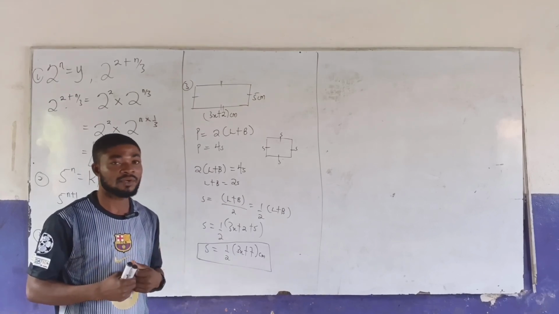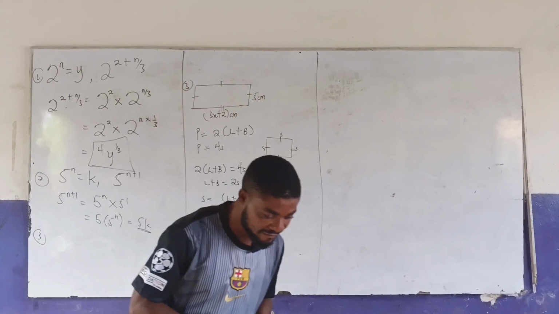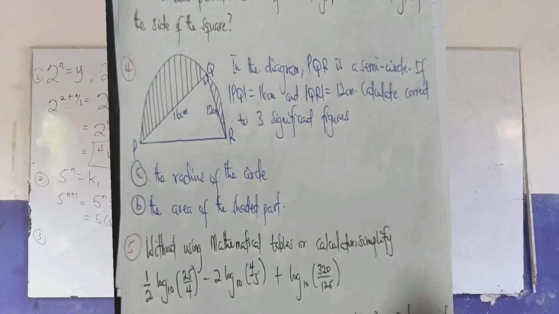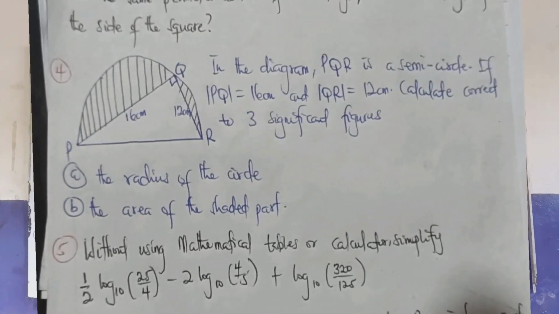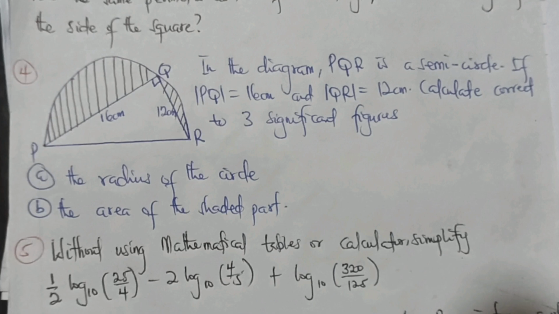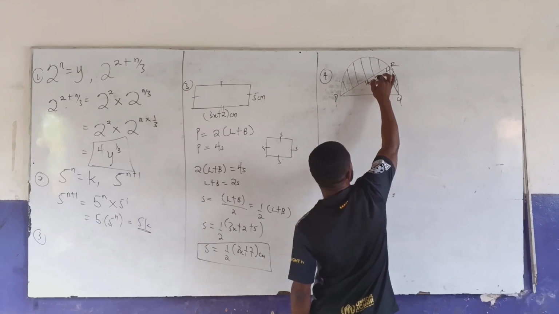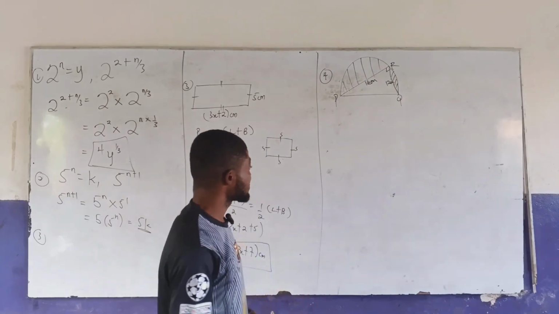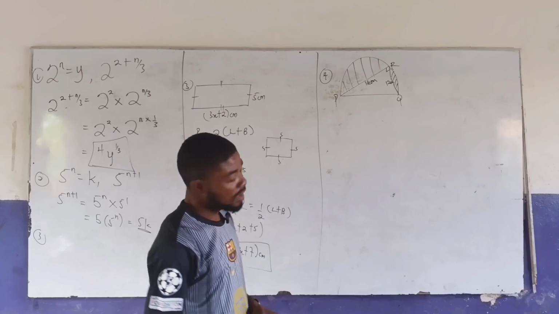And then we need to pay close attention to this. So question 4 from the screen reads that we have a semicircle PQR, and then we have 16 centimeters here, another 12, is it 12? Yes, 12 centimeters, that is QR.